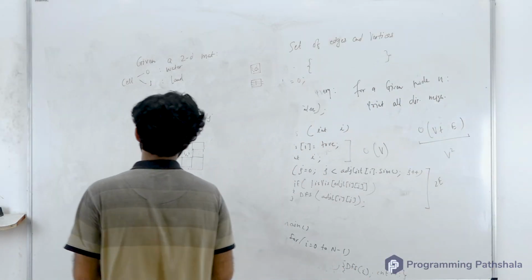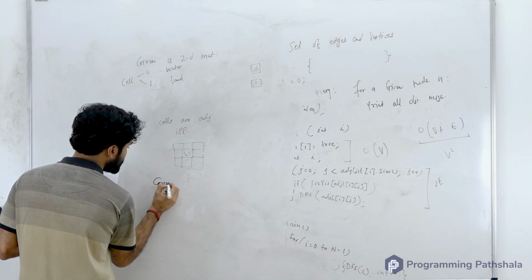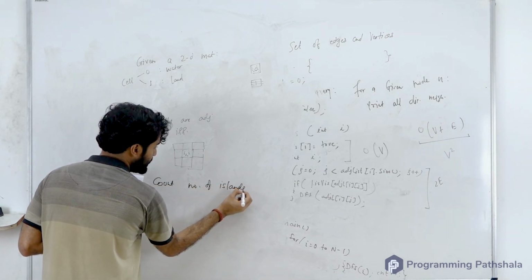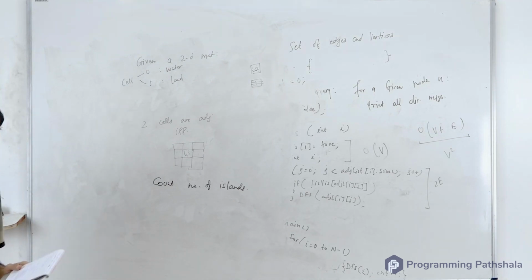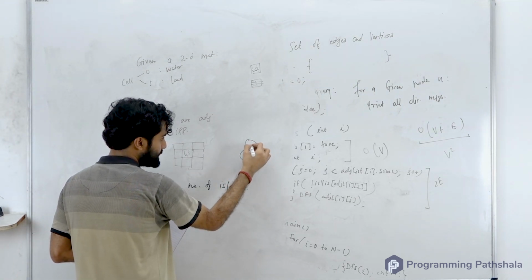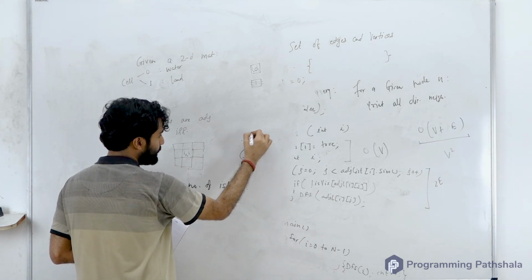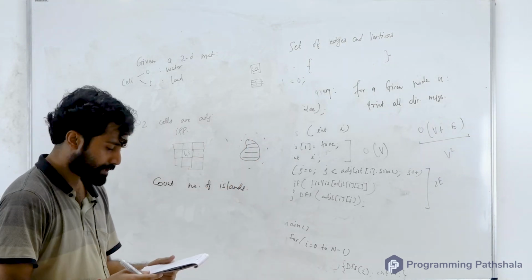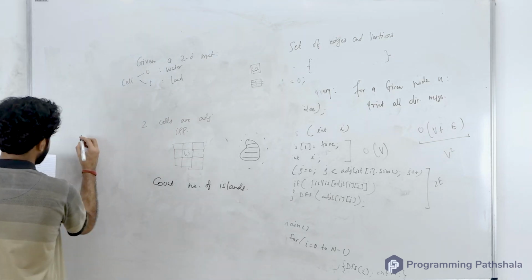So what you have to do is count the number of islands, and I hope all of you understand what an island is. An island is something which contains land and is surrounded by water from all sides, okay? So let's take an example.